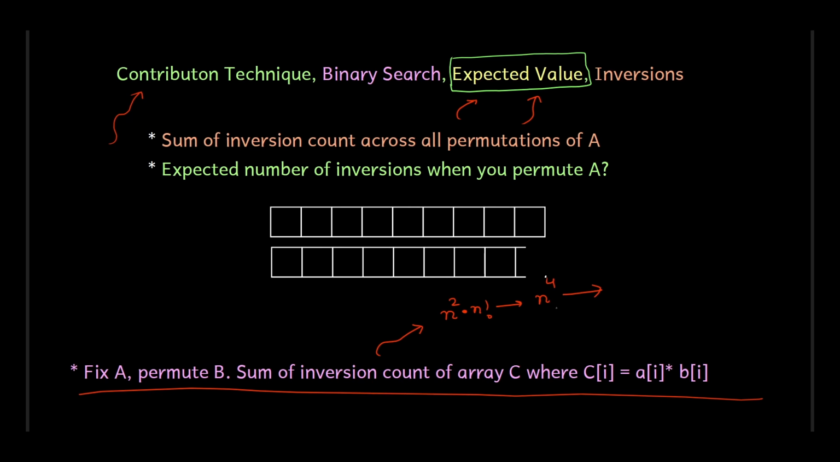Then we will apply the contribution technique again, and optimize it to n cube log n. And then we apply the contribution technique once again, and finally optimize it to n square log n. So there will be a lot of layers of hidden contribution techniques that you will see in this video.